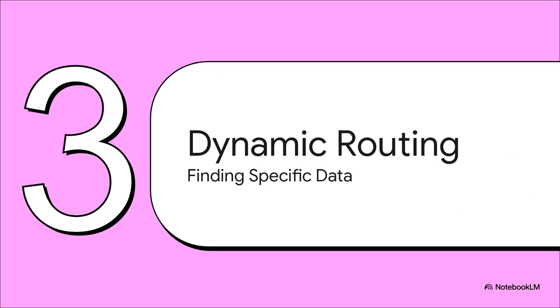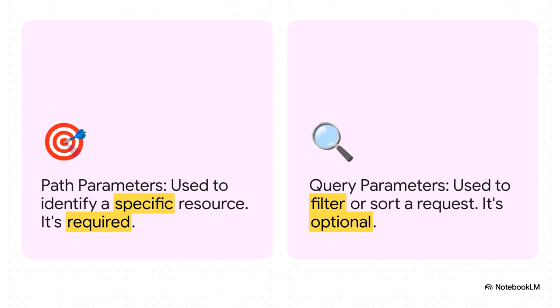Okay, so we know the action we want to take. We want to get something, or maybe delete something. But how does the server know which specific thing we're talking about? How do we point it to the exact user, or the exact photo, or the exact product out of millions? Well, we do that using parameters right in the URL. And there are two main types. We've got path parameters, which are used to identify one specific required item, and then we have query parameters, which are used to filter, sort, or search through a whole list of items.